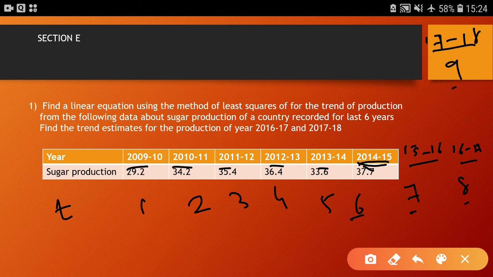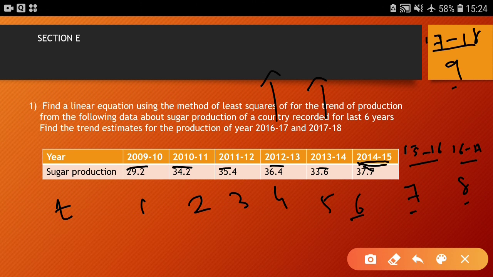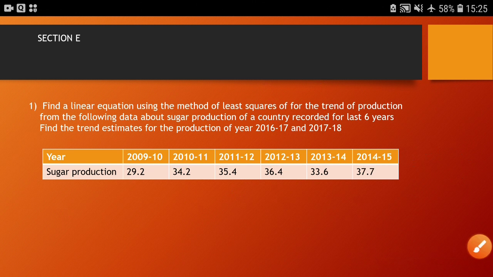What is asked to you? You are asked 16-17 and another 17-18. So what is 16-17 for you? 16-17 for you is 8. And what is 17-18 for you? 17-18 for you is 9. So you are asked T is equal to 8 and T is equal to 9. Yes, exactly.